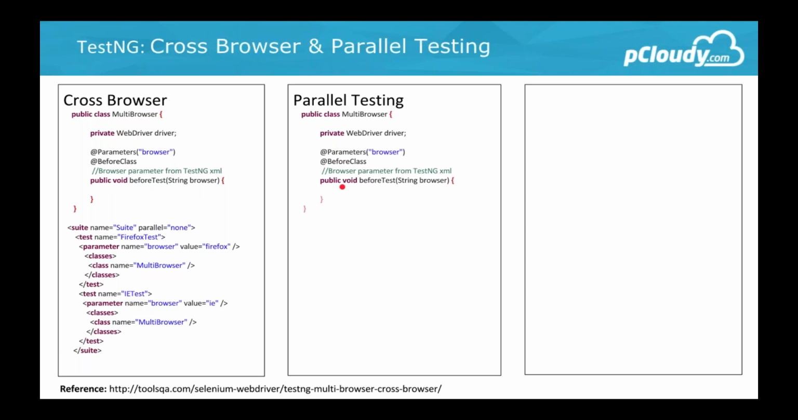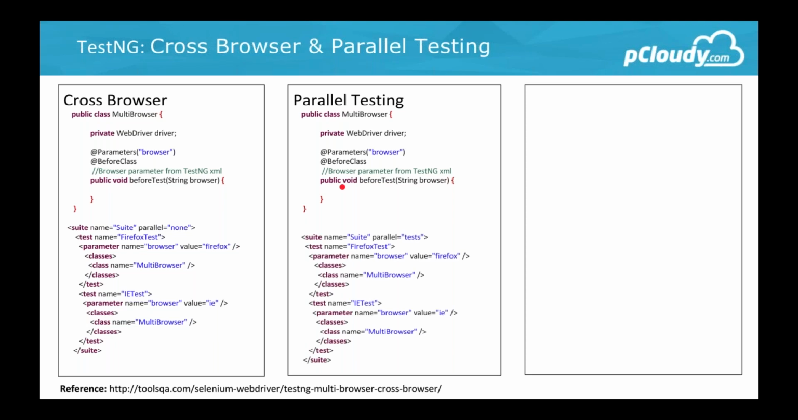Same thing, my multi-browser class remains the same. Just in this suite, where I said parallel equal to none, here I will say parallel equal to tests. So there are two tests, one is Firefox test and second is IE test. Both the Firefox test and IE test will run in parallel.